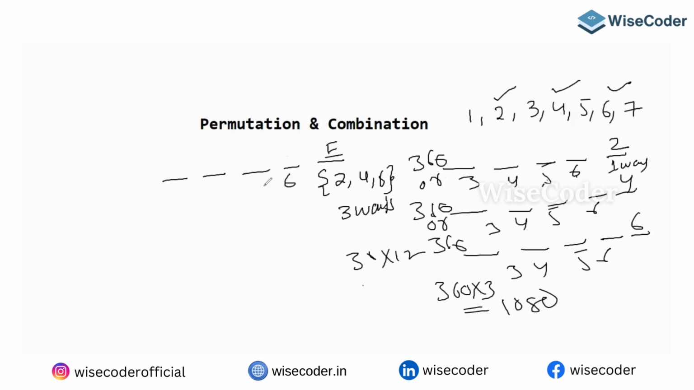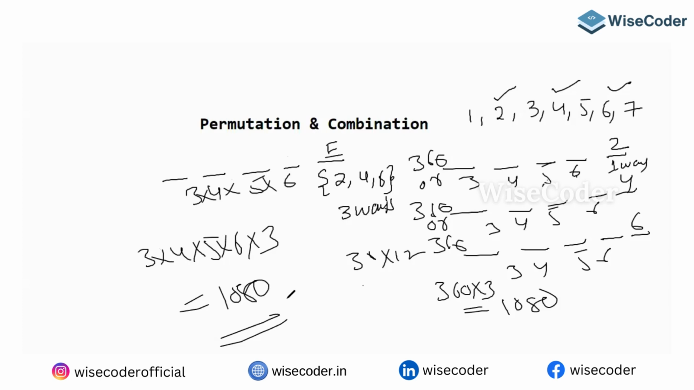So this is 6 ways, 5 ways, 4 ways, 3 ways. So instead of adding this, I am multiplying here. So 3 into 4 into 5 into 6 into 3, that will give you 1080. What will that give you, guys? 1080. So that's how you can fill that particular thing, and you can write that as 1080 ways. Okay, 1080 ways.